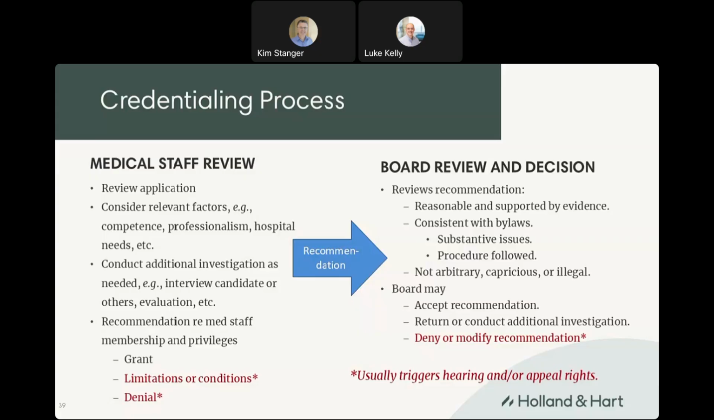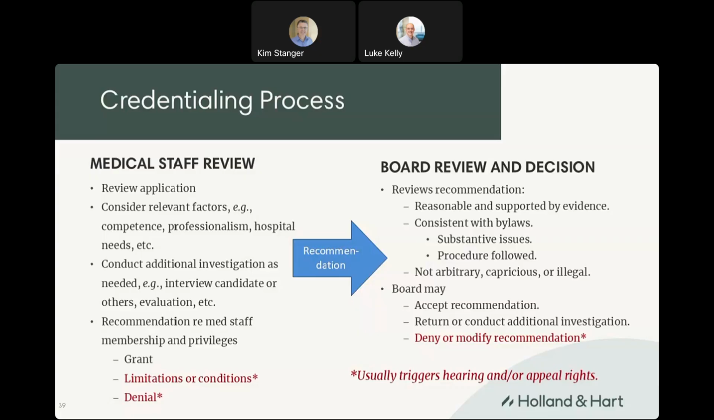If that recommendation is to grant it, then it just goes on to the board. If, however, they recommend a denial or restriction or limitation or conditions, then that is what usually will trigger the hearing process, where the physician has the right to a hearing concerning those determinations. Once it goes to the board, the board can review the recommendation from the medical staff. The board makes the ultimate decision, right? They don't have to go with what the medical staff determines. They can make their own decision.